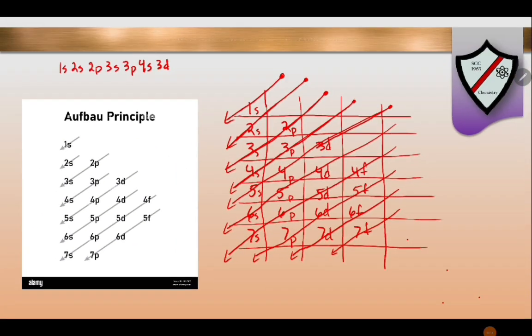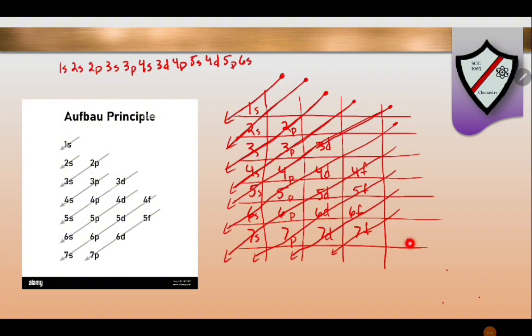After the 3d, we see the 4p orbital is filled next. After the 4p, we see the 5s orbital is filled next. Then we would move to the top of the next arrow. After 5s, we fill the 4d orbital, followed by the 5p orbital, followed by the 6s orbital.